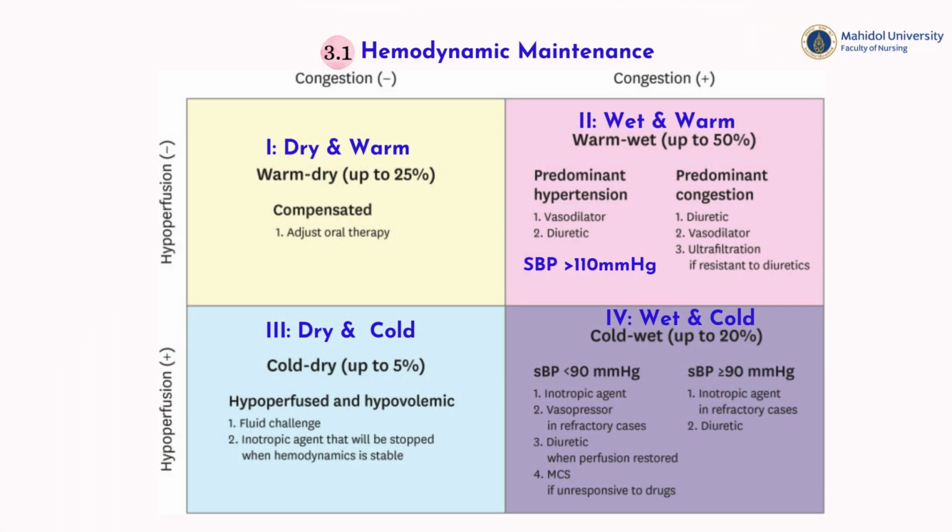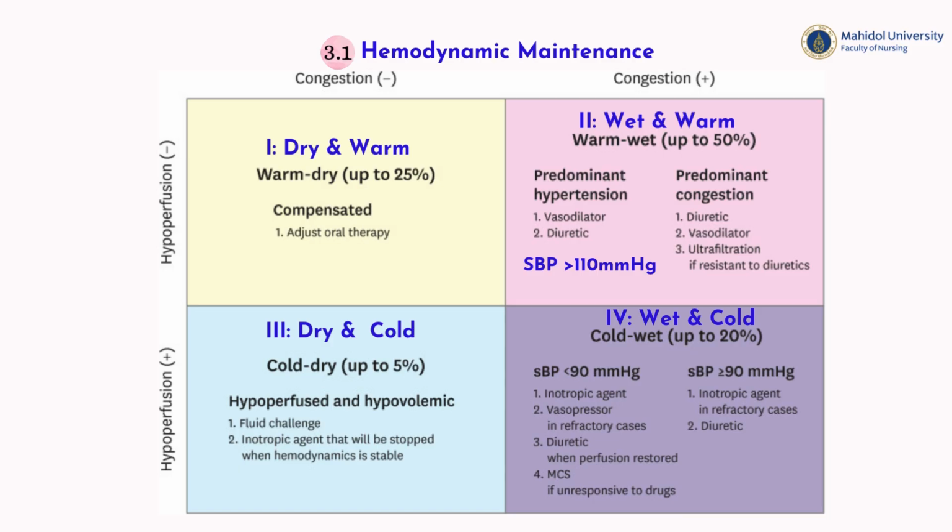Treatment focuses on maintenance of hemodynamics and reducing excess fluid. 1. Dry and warm, found in about 25% of CHF patients. Treatment will only adjust their oral medication. 2. Wet and warm, found in about 50% of patients. The therapy will be considered according to blood pressure levels.